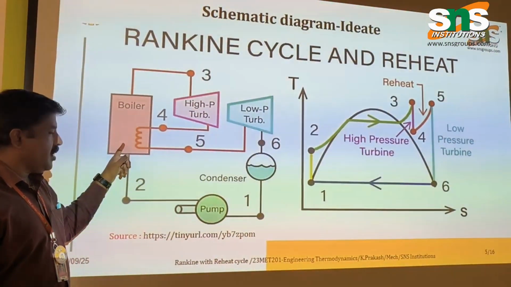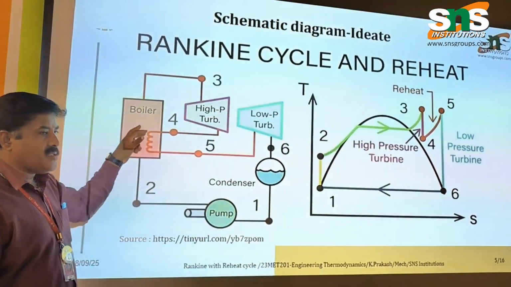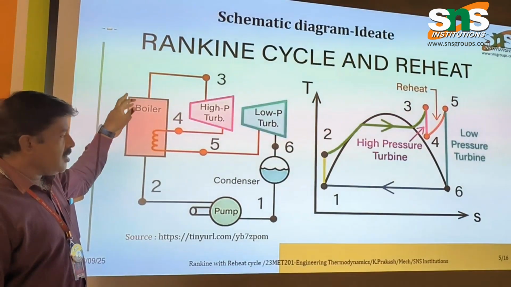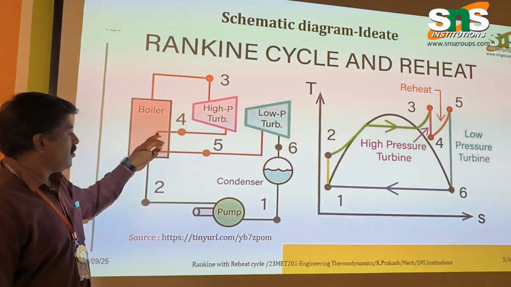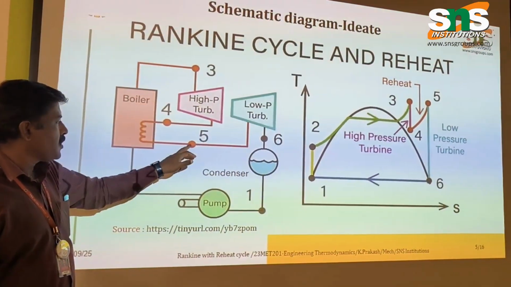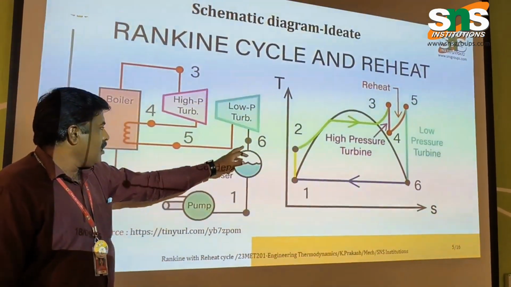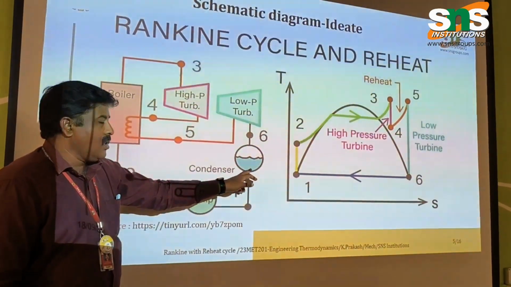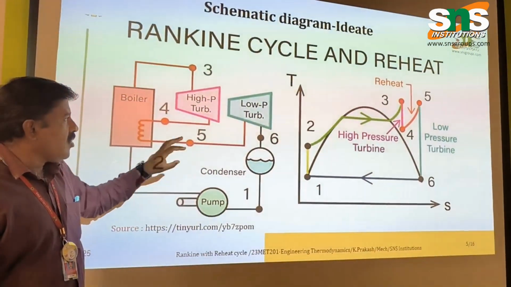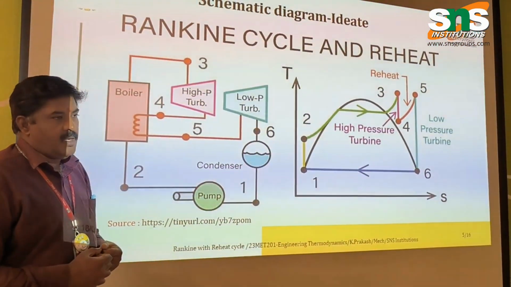In the boiler, after burning, an enormous amount of heat is wasted to the atmosphere. This waste heat going outside is reused to heat this dry steam. The dry steam is heated again and becomes superheated steam. It then goes and runs the low pressure turbine, and the condensate becomes water and comes to the pump. What is the advantage of this? What is the comparison between the Rankine cycle and the reheat cycle?